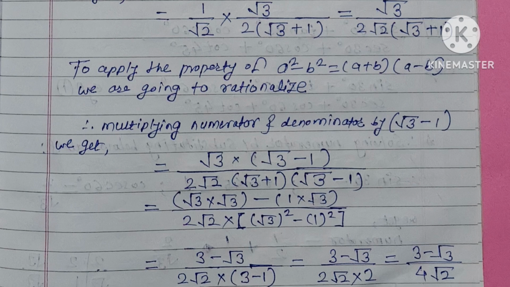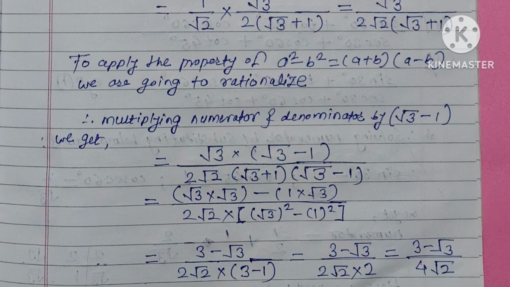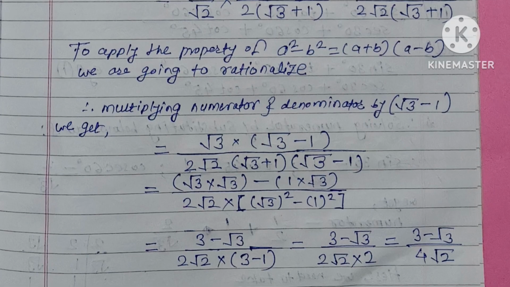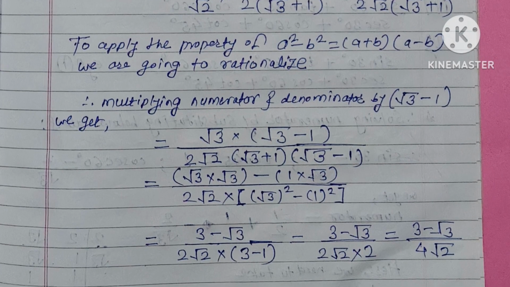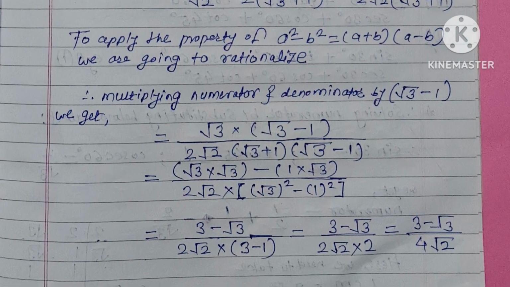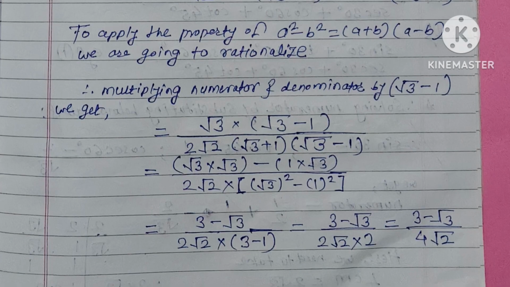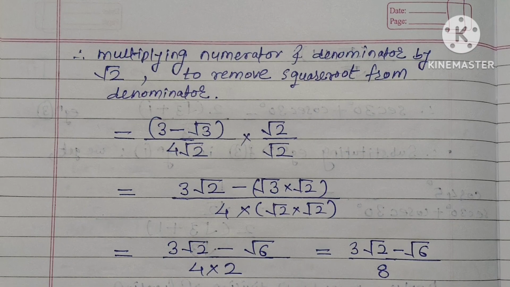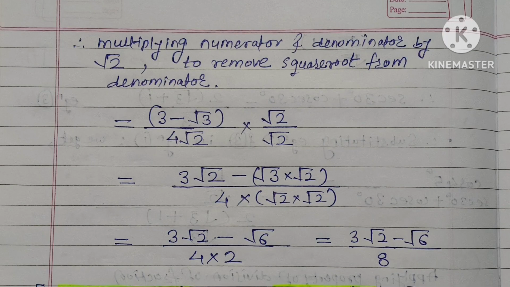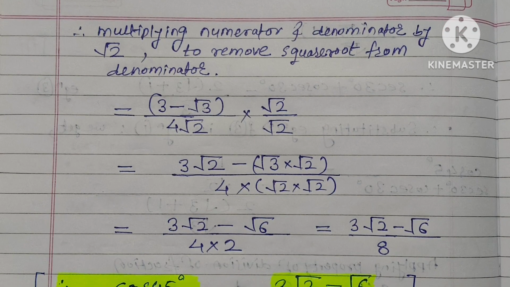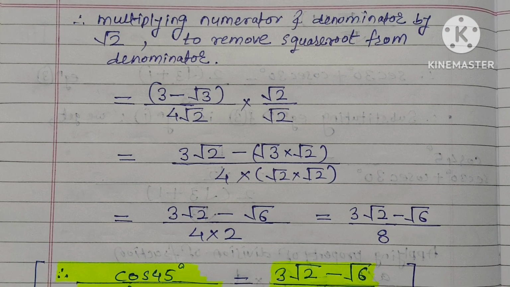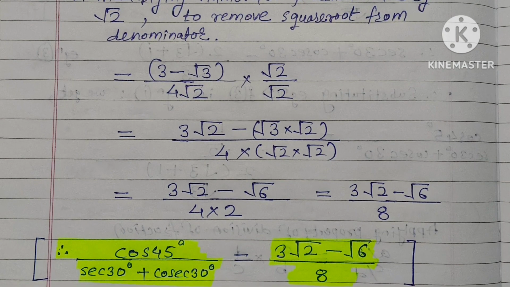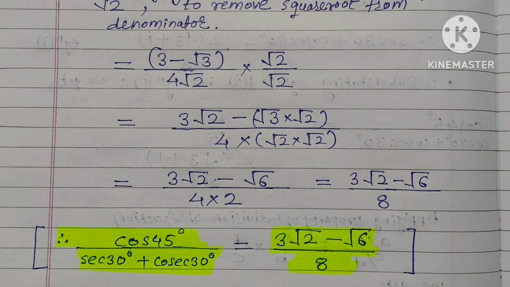So now we can see that there is a square root value in the denominator, so it will become an irrational number, due to which we have to remove the irrationality from the denominator. So in order to do that, we are multiplying numerator and denominator by under root 2 to remove the square root from the denominator. So after multiplying, we'll get the final answer as 3 under root 2 minus under root 6 divided by 8.